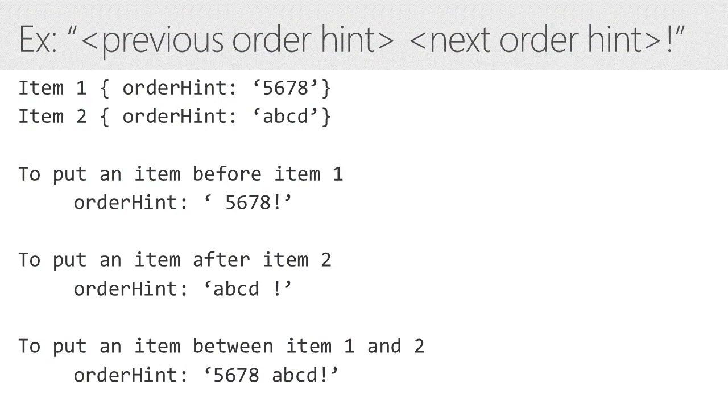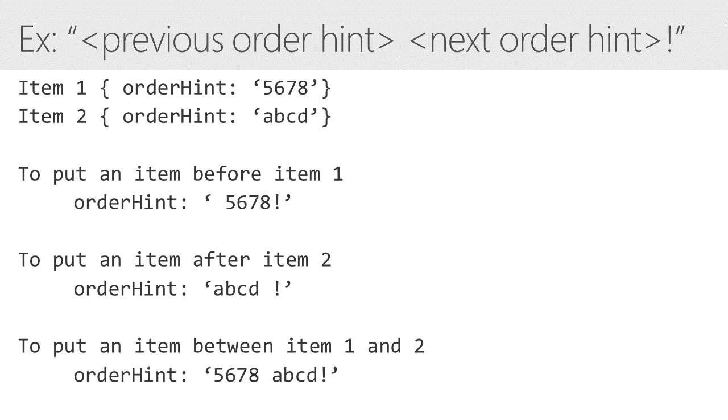But to go in a bit more detail, let's imagine I have two items here. I have item 1, which has this order hint, and item 2 that has this order hint. In order for me to insert an item before item number 1, I'd have to specify, again using this notion of previous order hint and next order hint. Because item 1 happens to be the first item of the list, there is nothing before it. So all I have to do is specify a space, then the item that it's going to go before, and then an exclamation point.